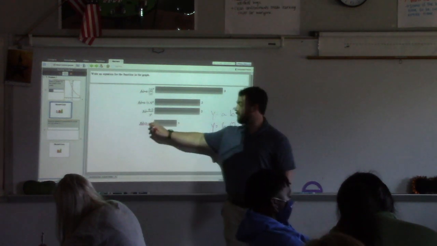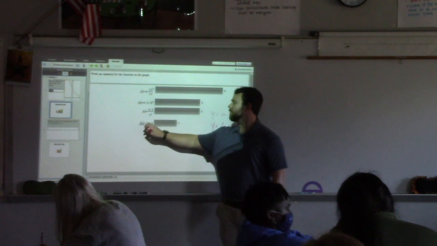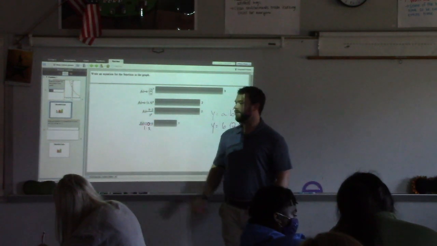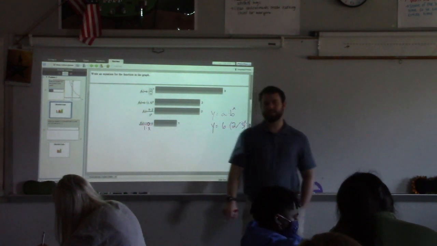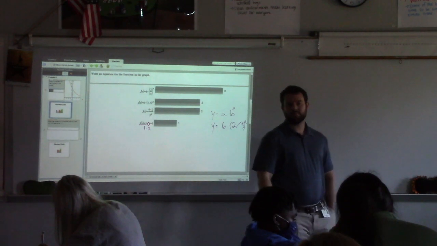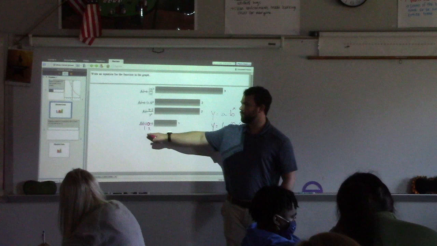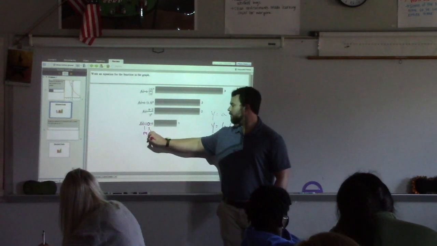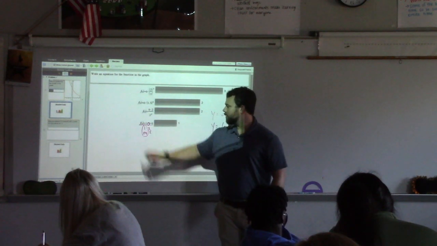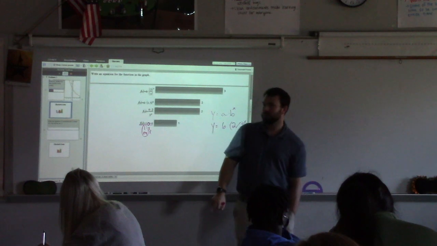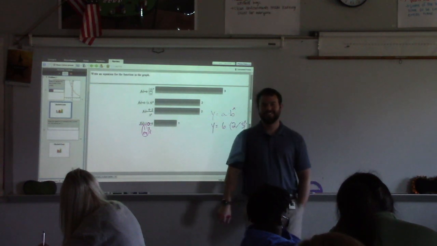Just x? X is the rate of change? So 1 times x is the rate of change? I thought x was a variable. What's the slope? The whole thing right here? No, x is the variable. The 1 is my slope. The rate of change is 6? I don't know. I don't like the way they wrote that.